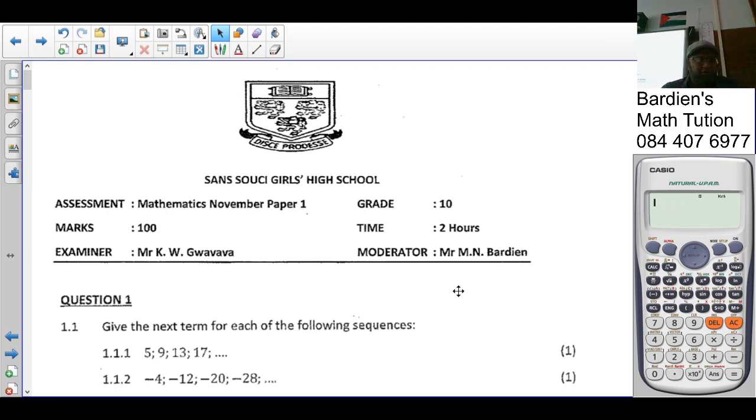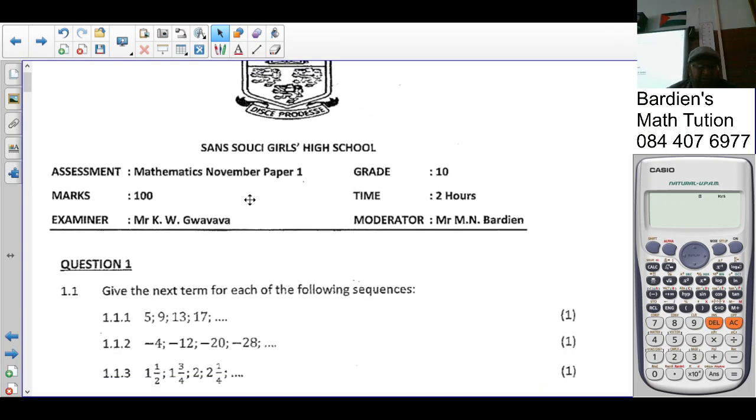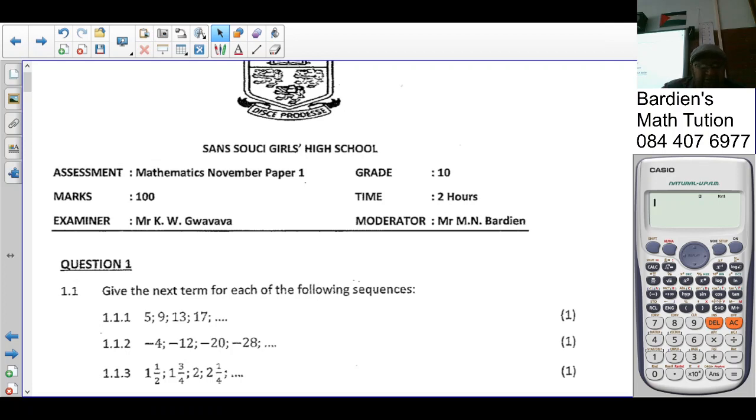Okay, good morning class. So today we're looking at the Sansuzi 2018. No? Where's the year on this thing? There's no year on here. This is November. Which year is this? 2018 Sansuzi grade 10 paper 1.